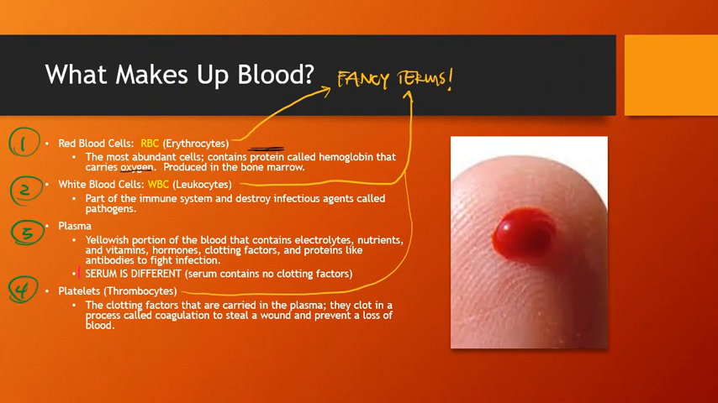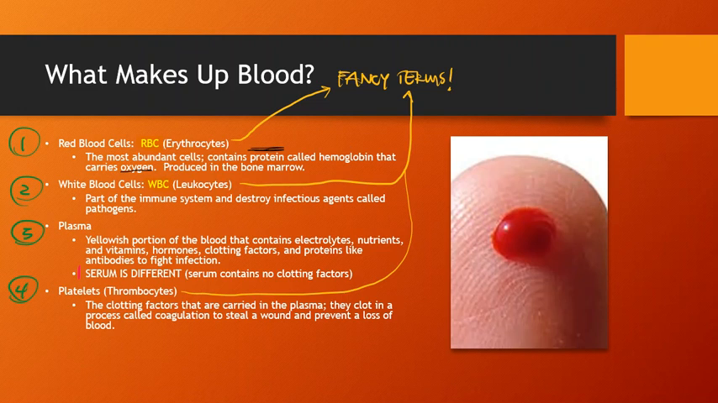And the red blood cells are produced in the bone marrow. All right, so now we know the purpose of red blood cells. Red blood cells have a purpose. That purpose, part of it, is to carry hemoglobin, which carries oxygen to the sites that need it.